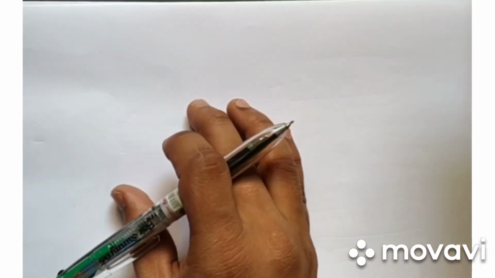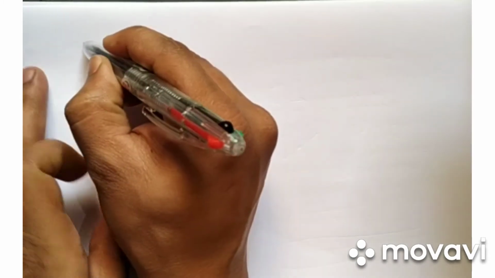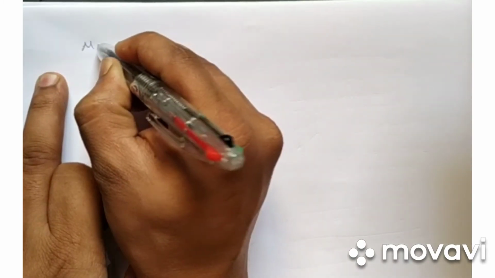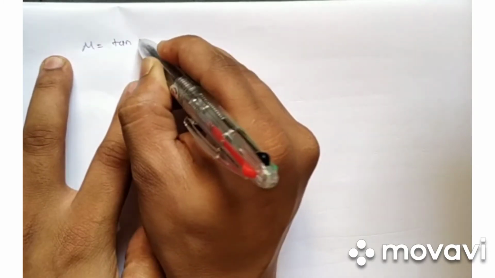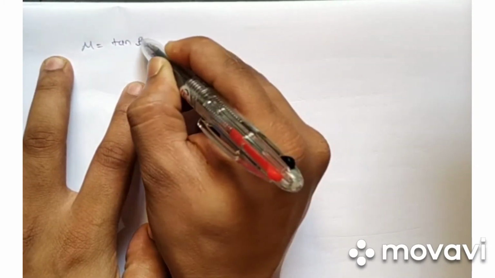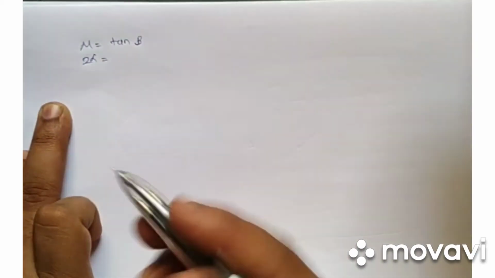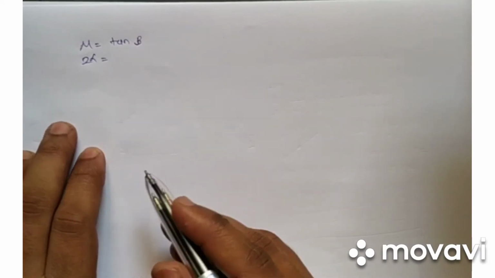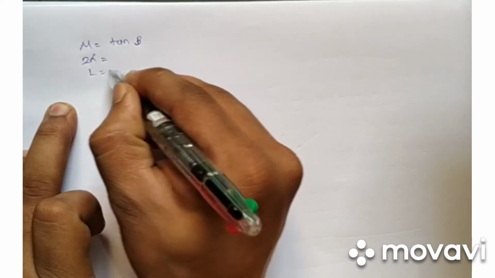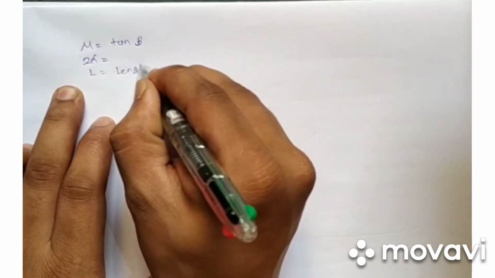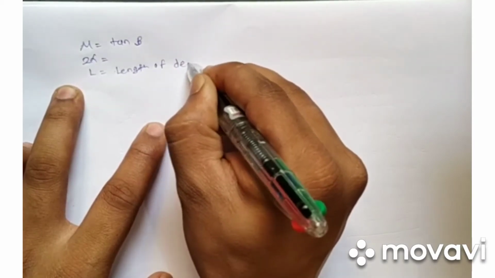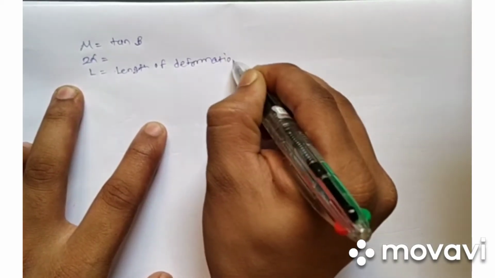Now moving on, as we have seen here, we have friction, so there must be a coefficient of friction. Let's say mu, and we all know that it can be found as tan beta, where beta is our friction angle. Then we have 2 alpha, which we have seen is the die angle. Then L is our length of deformation zone. That is important, because the material is getting deformed in this zone.